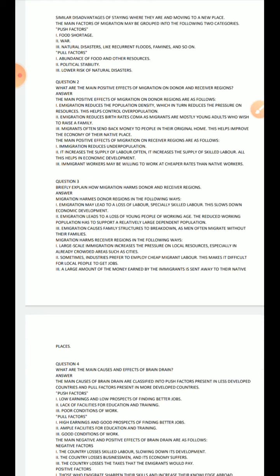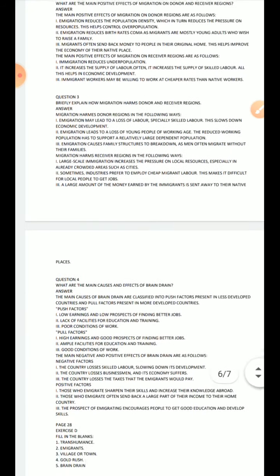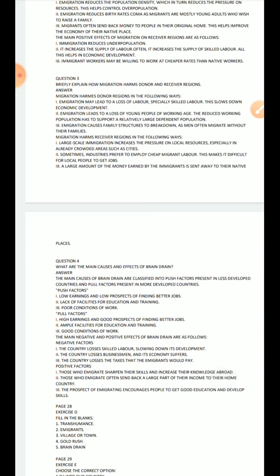So my answer is migration harms donor and receiver regions in the following ways. First point: emigration may lead to a loss of labor, especially skilled labor. This slows down economic development. Emigration leads to a loss of young people of working age. The reduced working population has to support a relatively large dependent population. Third point: emigration causes family structures to break down as men often migrate without their families.